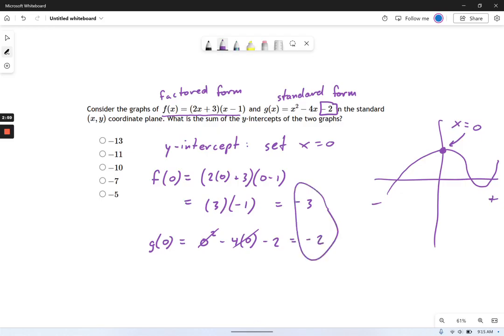Therefore, the sum of these two things is just negative 5. So you have to be comfortable in finding the y-intercept regardless of whether it's in factored form or standard form. I do the same procedure either way.